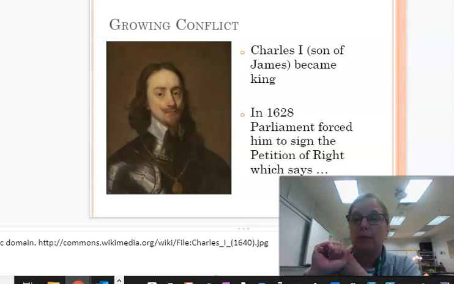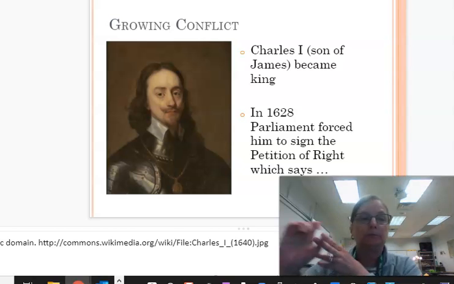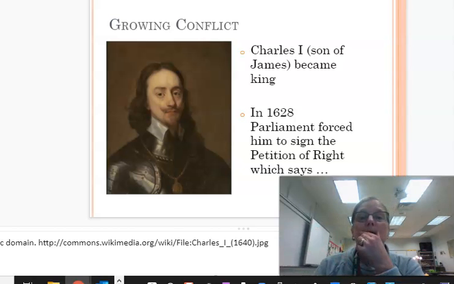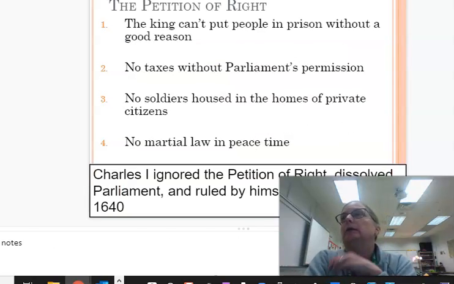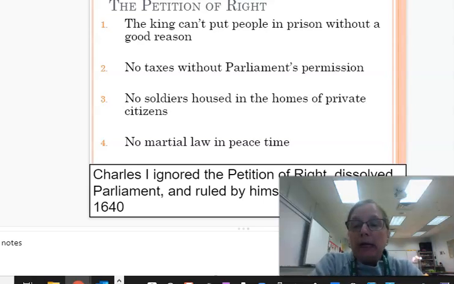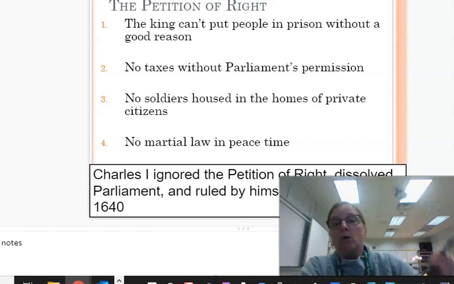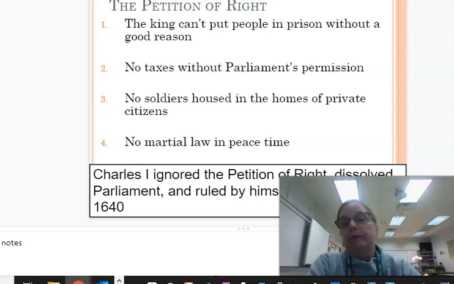Charles I became king when his dad died. What ends up happening when Charles I became king, in 1629, he needed money. He needed money badly. Well, probably 1628. He was in war. Parliament didn't want him in this war. They were upset about it, so they forced him to sign this Petition of Right, which will take power from the king and give some power to Parliament.